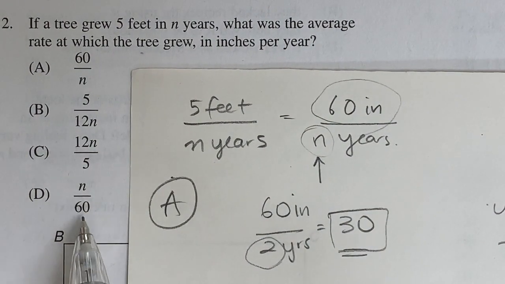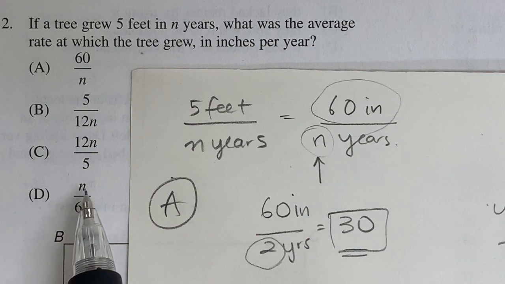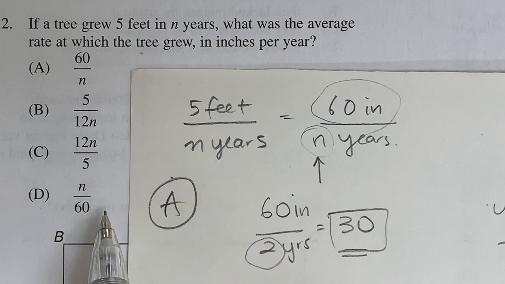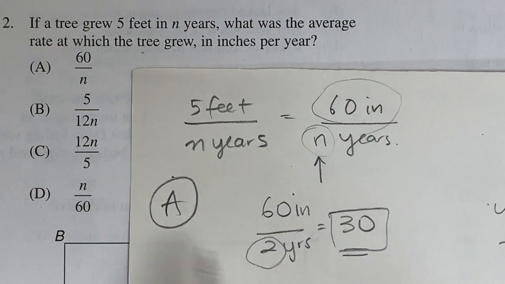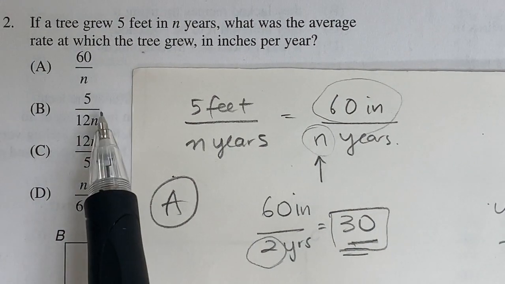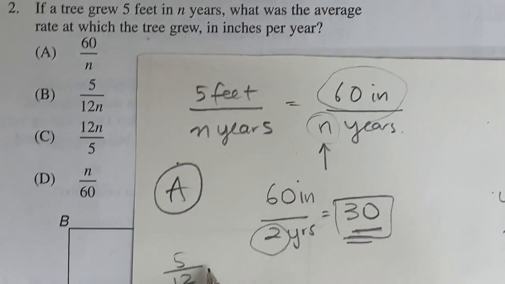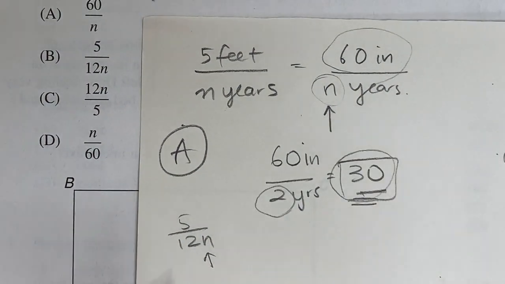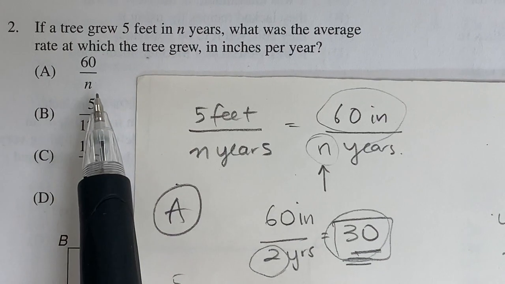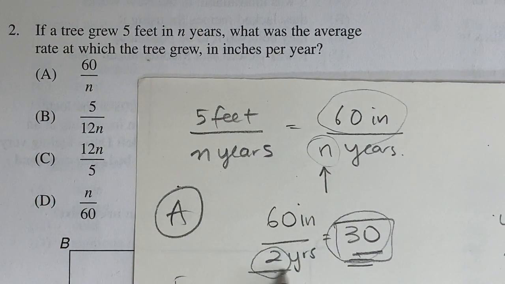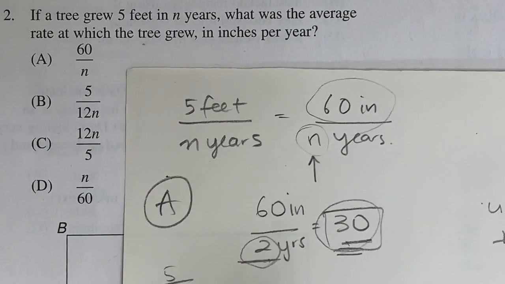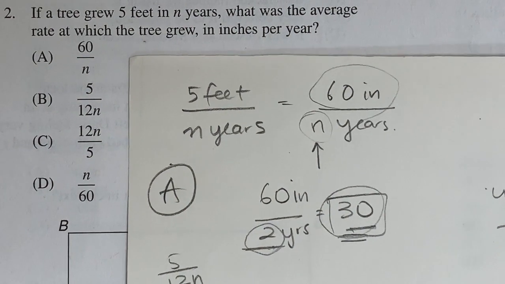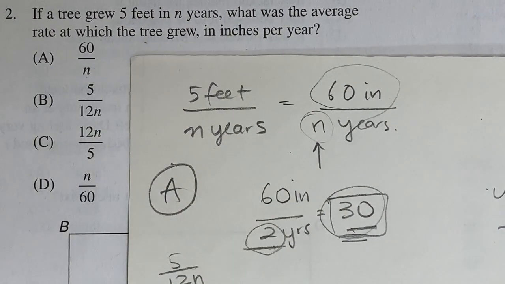If I plug in here on the D, let's say n equals 2, that will be 1 over 30. That would not be equal to 30. Same way here, 5 over 12n. If I plug in 2 for n, it will be 5 over 24, which is not going to be 30. So the answer is A. The reason why I'm choosing 2 is just because it's an easy, simple number, and then it will be the same.